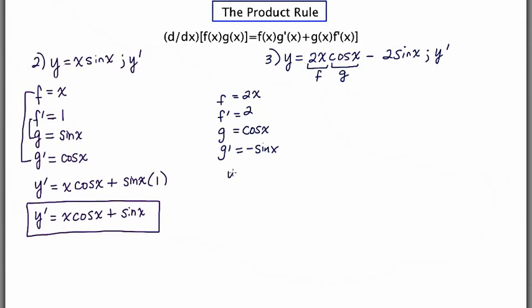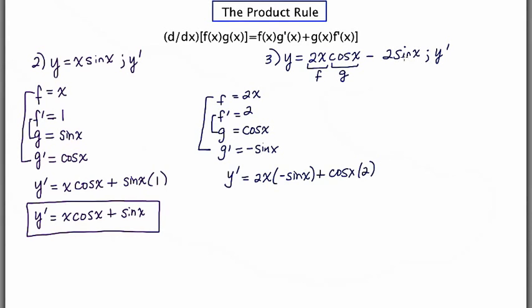So the derivative, according to the product rule, is going to be the first times the derivative of the second plus the second times the derivative of the first. So again, it's the first times the derivative of the second plus the second times the derivative of the first.